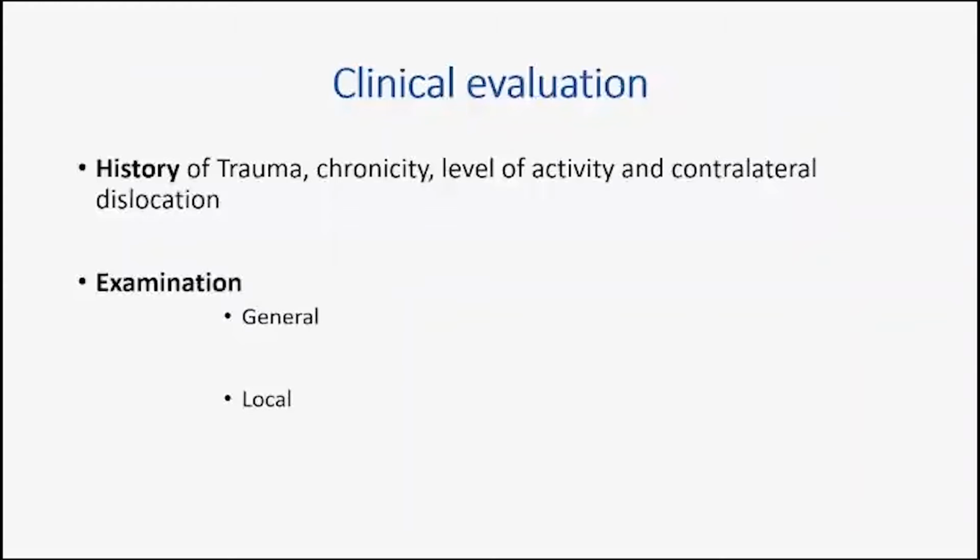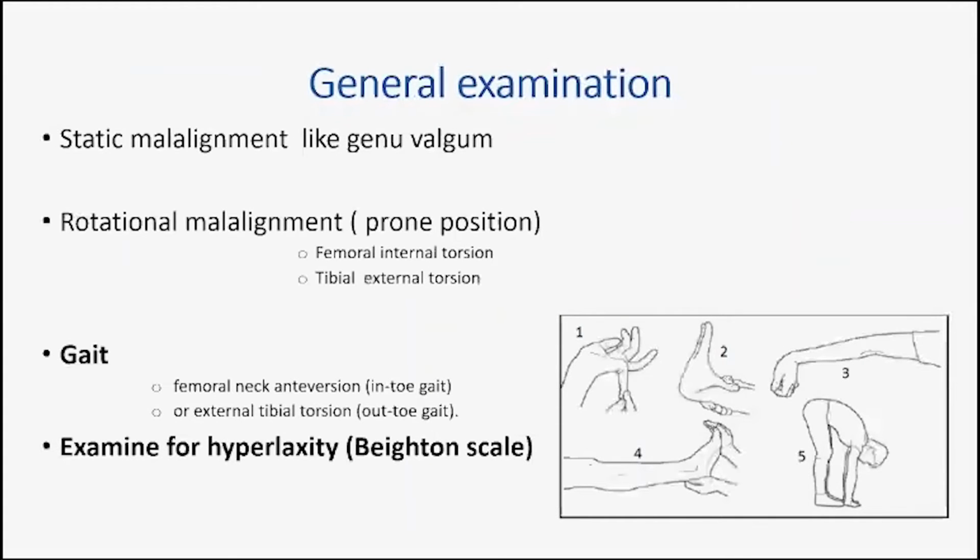Clinical evaluation includes the history of the trauma, the chronicity, level of activity, and history of contralateral dislocation, and includes general and local examination. General examination includes malalignment of the patient if present, like genu valgum. Rotational malalignment in the prone position should be assessed, as well as the gait of the patient, and hyperlaxity by the Beighton scale.